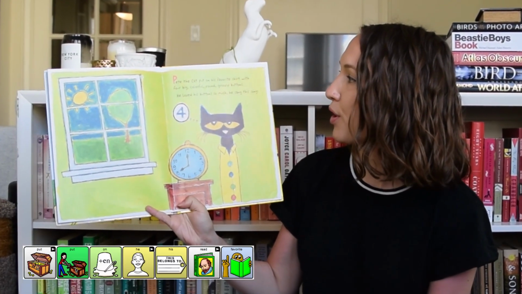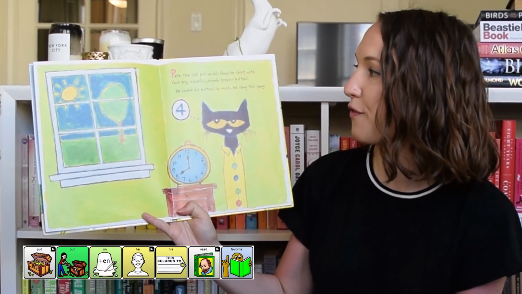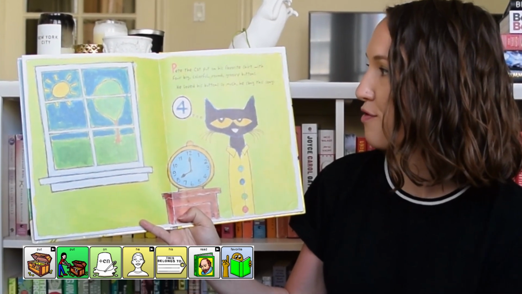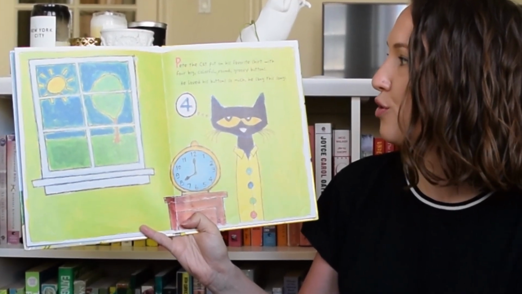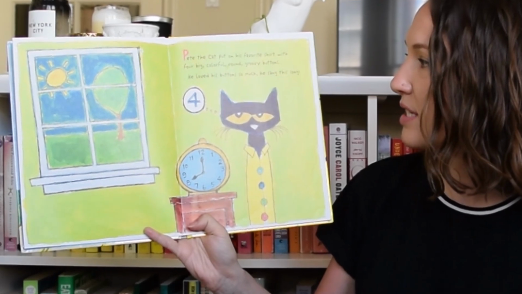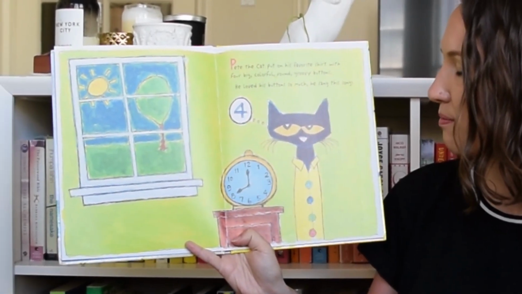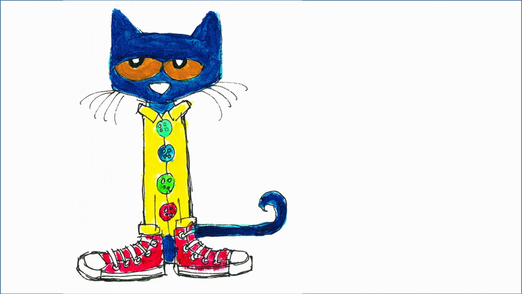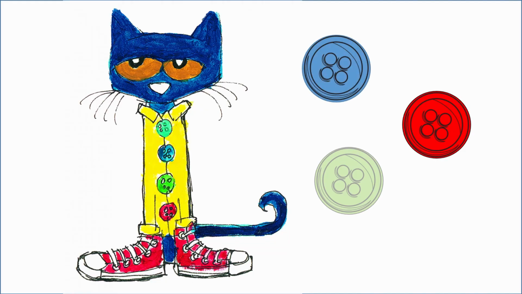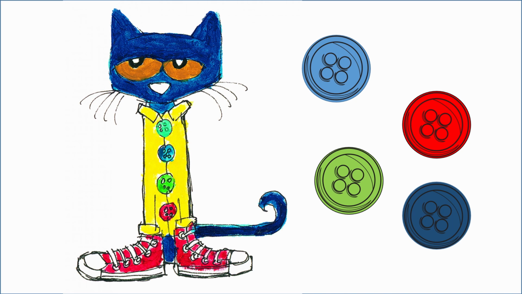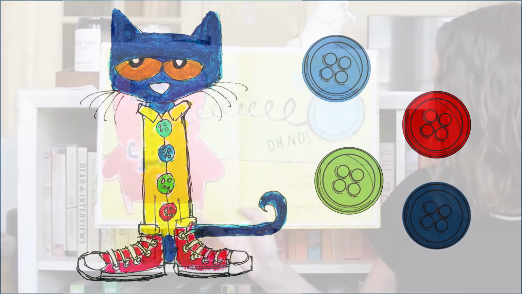Pete the Cat put on his favorite shirt with 4 big, colorful, round, groovy buttons. He loved his buttons so much, he sang this song. My buttons, my 4 groovy buttons.